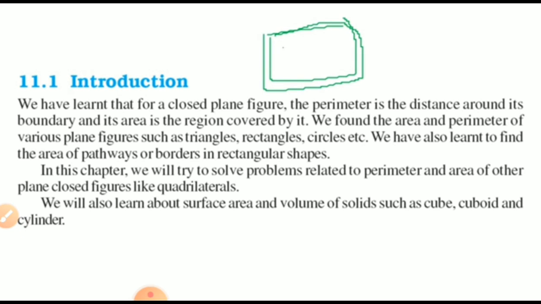We have learned that for a closed plane figure, the perimeter is the distance around its boundary and its area is the region covered by it. We found the area and perimeter of various plane figures such as triangles, rectangles, circles, etc. We have also learned to find the area of pathways or borders in rectangular shapes.